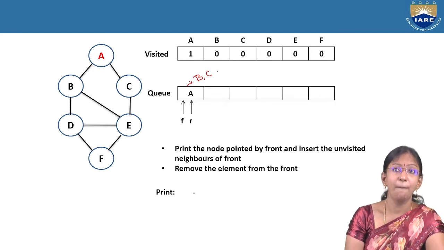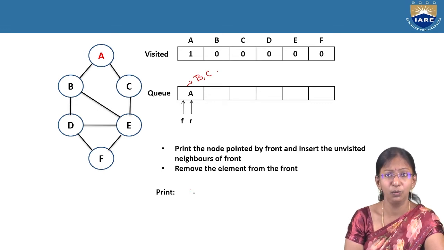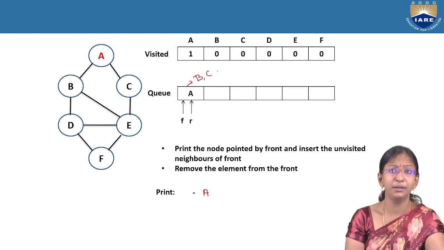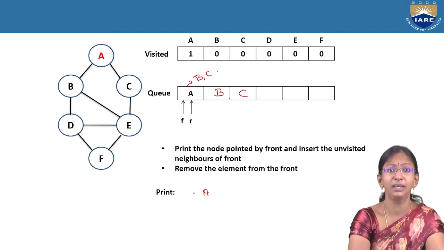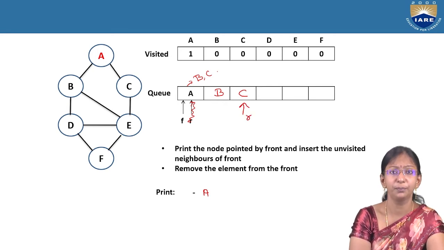The first one is print the node pointed by front and insert the unvisited neighbors of front. In the print, basically print is nothing but the output, right? So initially it was empty because we have not visited any node. Now as I have visited A, I am going to print A. Who are all the unvisited neighbors of A? B and C. I am going to mark an entry of them into the queue. Thereby, the position of the rear is going to move to C. It is pointing to C.